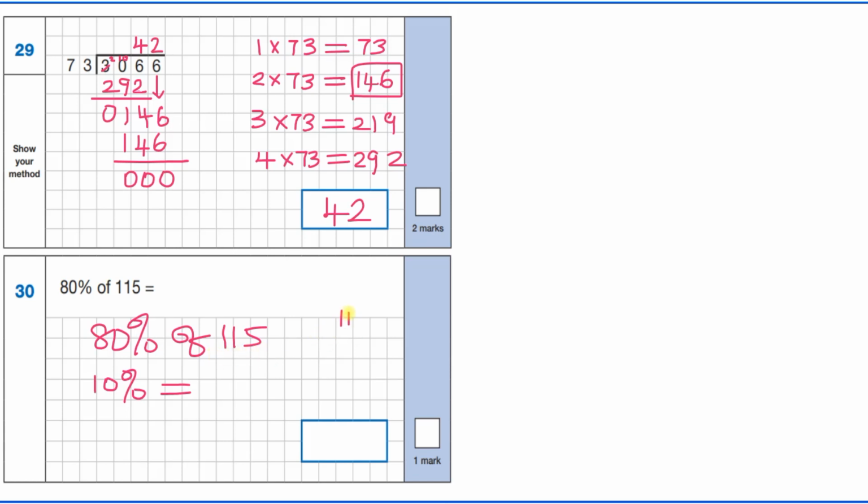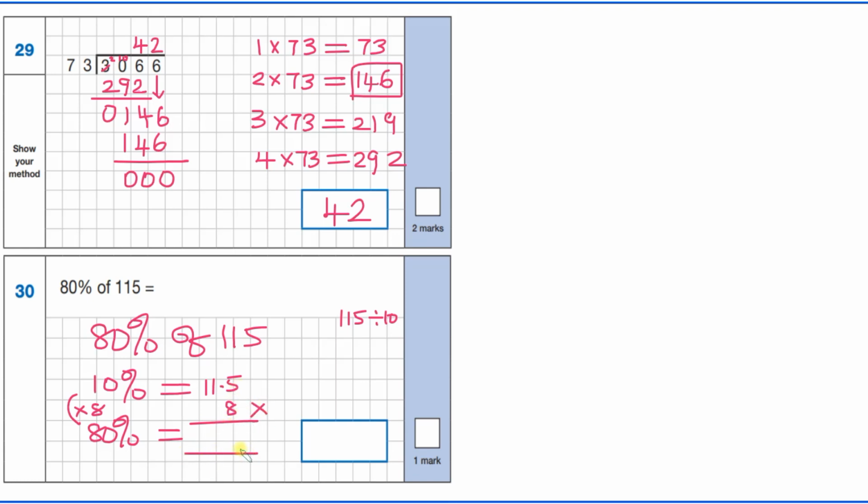So 115 divided by 10 is the 10 percent. So 11.5. That is 10 percent. To get to the 80 percent, you need to multiply by 8. So 11.5 times 8, that could be the clever method.